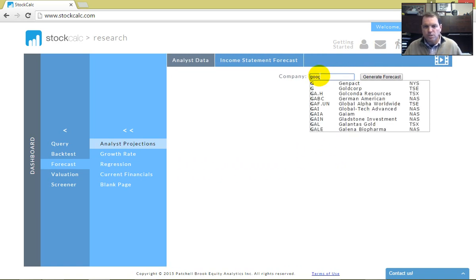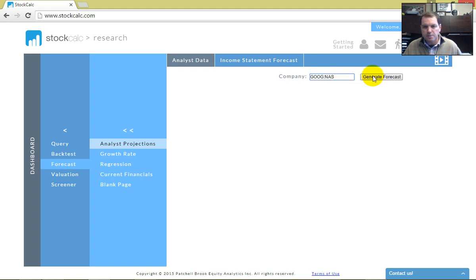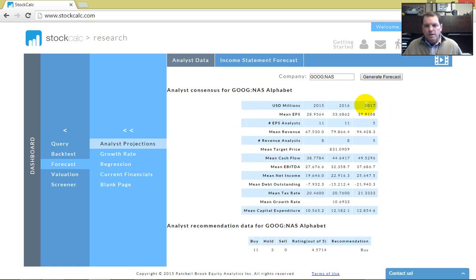Type GOOG again into the text box and I'll generate a forecast from that. Here you have all of the analyst data that we have in the database for Google. Earnings per share estimates, revenue estimates, cash flow and EBITDA estimates, net income, debt outstanding, projected tax rates, capital expenditures, and growth rates. So this information is all very useful in calculating the valuation for the company.